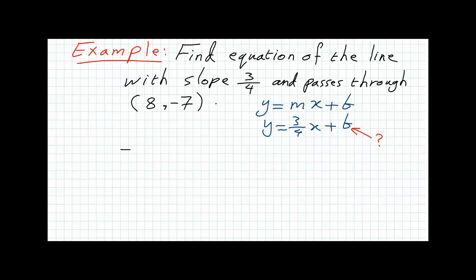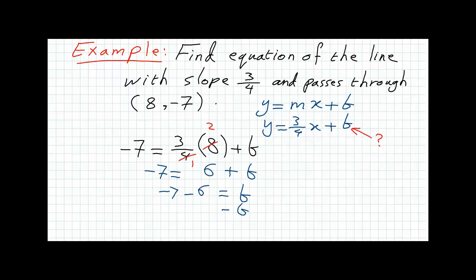Because of that, we can say that -7 is equal to 3/4 multiplied by 8 plus b. So if we substitute x with the value 8, we should have -7 as a value for y. By this, we can find the value of b. So by simplifying, we will have 6 plus b is equal to -7. So b is equal to -13. We discovered the value of b. So from this work, we can go back to our equation and write it again: y is equal to 3/4 x minus 13, and this is the equation we are looking for.